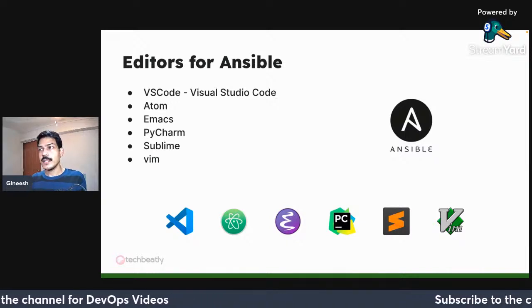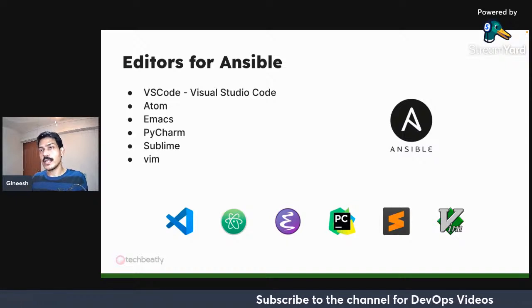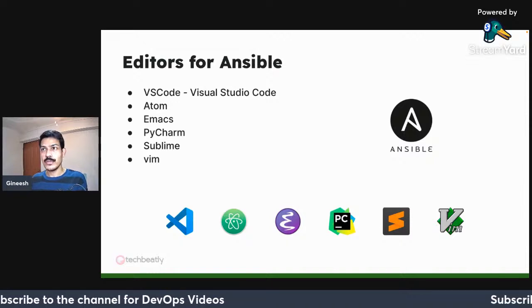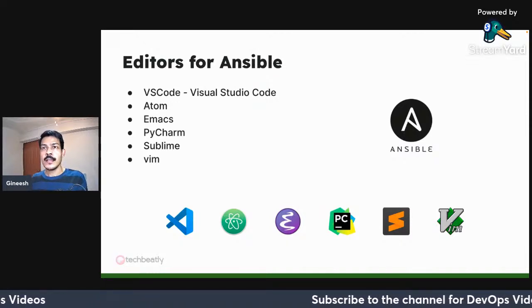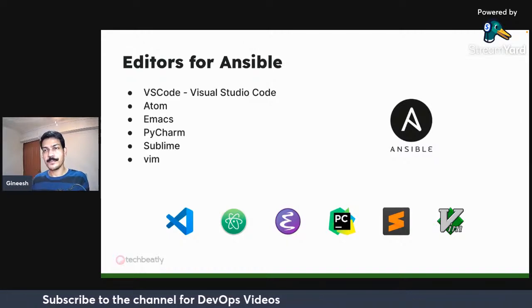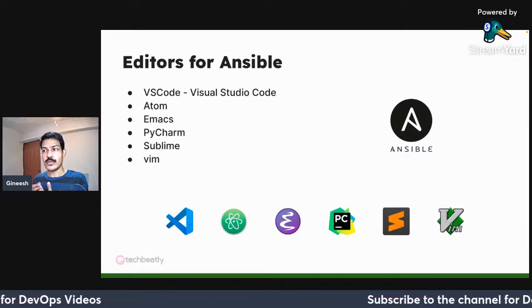For Ansible, actually, we have a few options available. Actually, you have other options as well. But for these, let me just list like VS Code, which is the Visual Studio Code, which is an open source editor software. Then you have Atom, then you have Emacs, PyCharm. PyCharm is mostly focused on the Python development thing. Then you have Sublime and also Vim Editor.